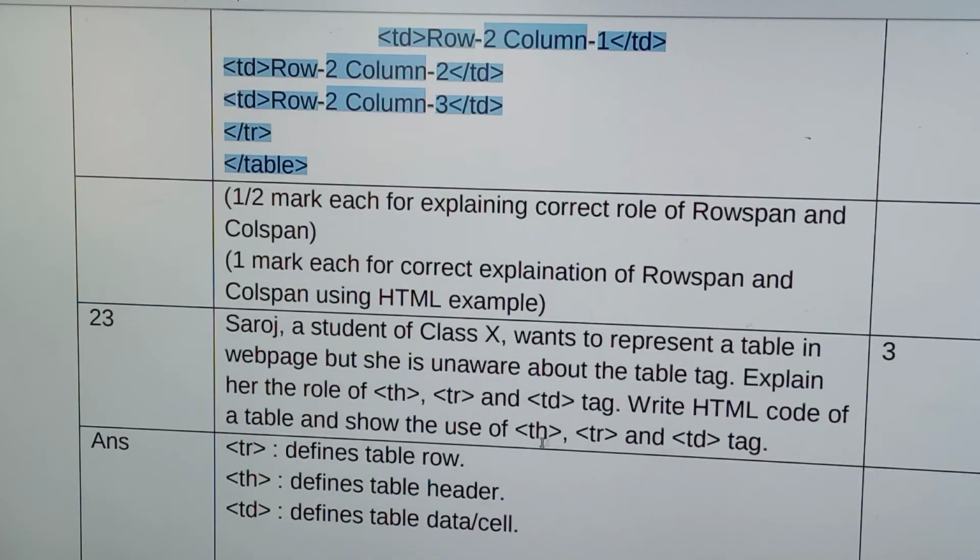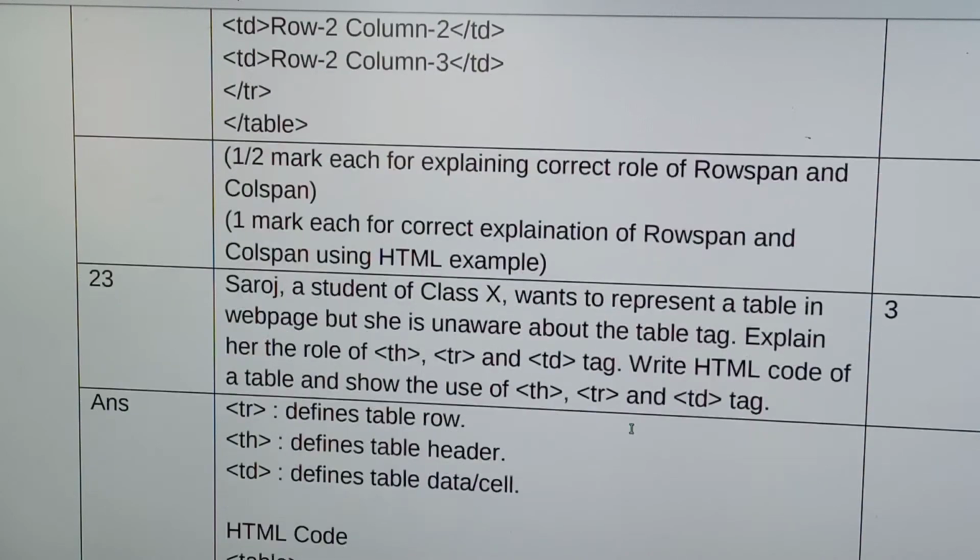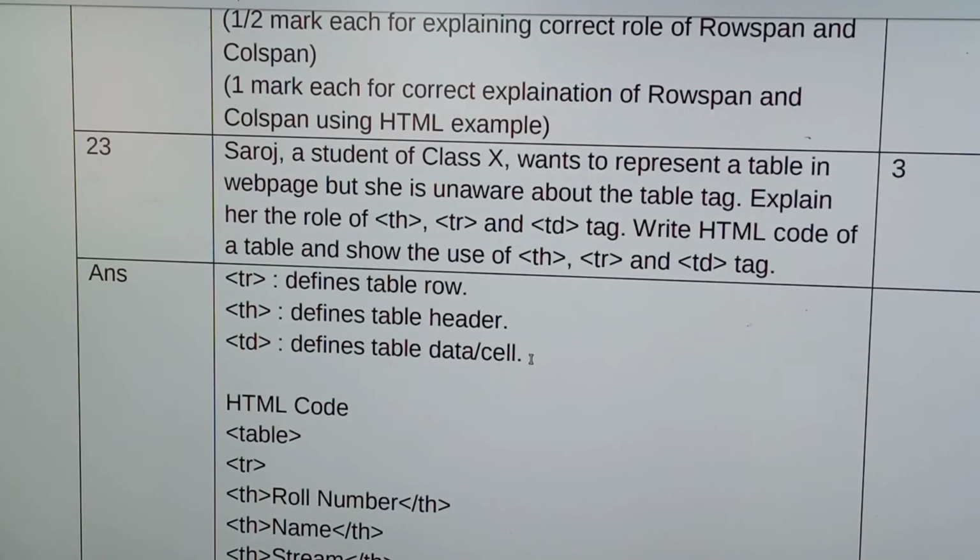So next question. Saroj, a student of class 10, wants to represent a table in a web page, but she is unaware of the table tag. Explain to her the role of th, tr, td tag. Write the HTML code of a table and show the use of th, tr and td tag. This is a 3 mark question. First you need to write tr, th, td. So tr means table row, it defines table row. Th means it defines table header. Td means it defines table data.